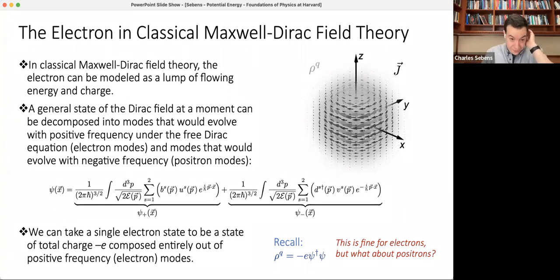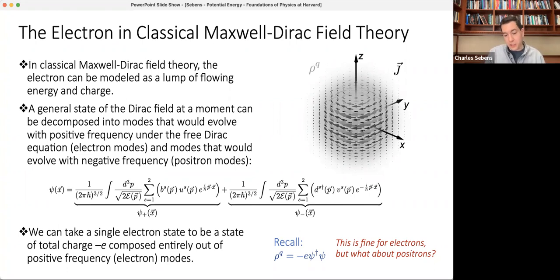Well, you can decompose a state of the Dirac field into positive frequency modes and negative frequency modes. I'm not going to explain these in great detail, but the positive frequency modes are usually associated with electrons, the negative frequency modes with positrons. So you have these electron modes and positron modes. I think that a state representing just one single electron should be composed of the electron modes, the positive frequency modes, and it should have total charge minus E. So it's that kind of wave packet, a wave packet made of positive frequency modes with total charge minus E.